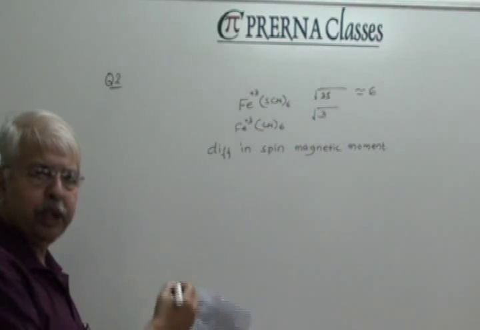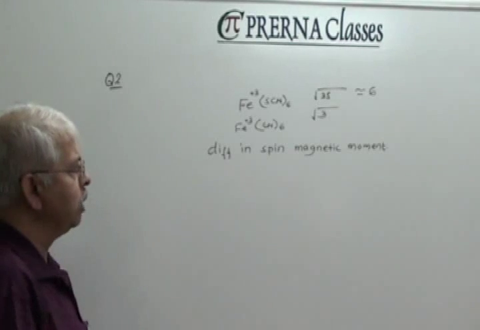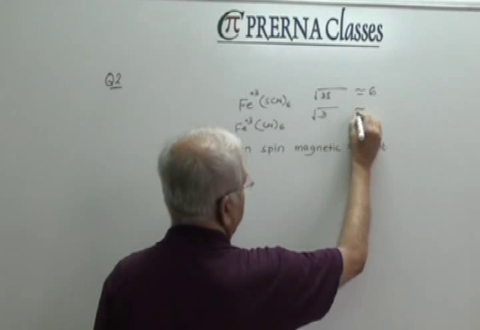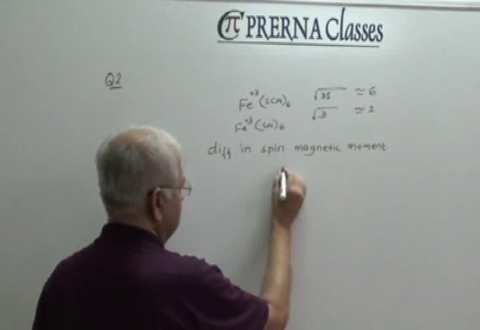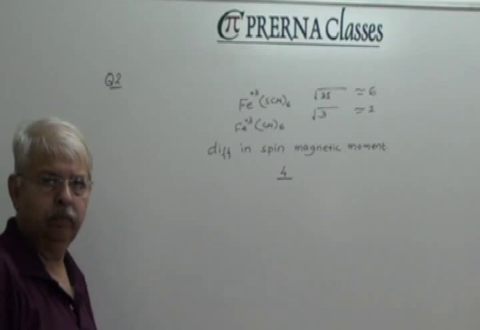Because of the pairing of the electrons, you will have only one unpaired electron. So √(n(n+2)) becomes √3, which is roughly equal to 2. So the difference is 4. And that's the answer.